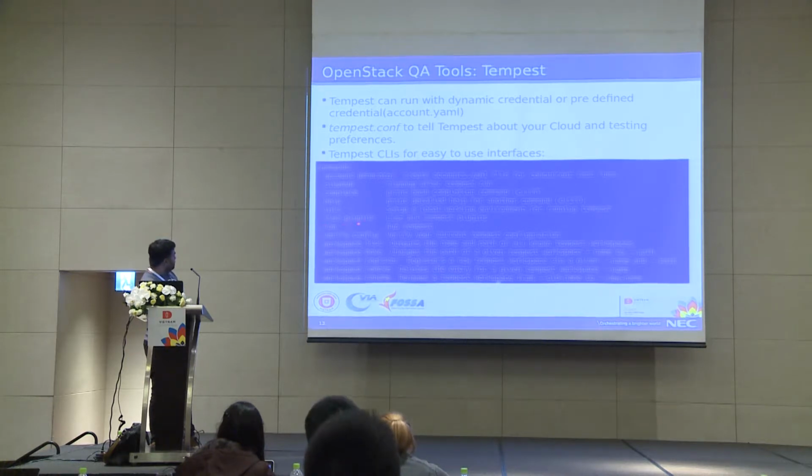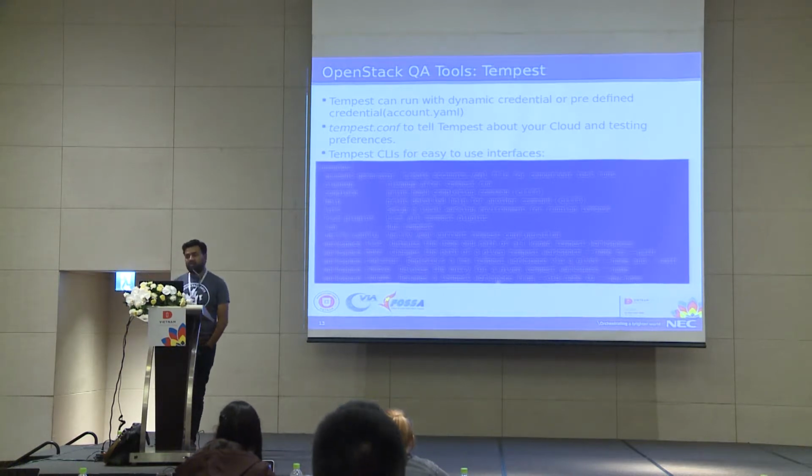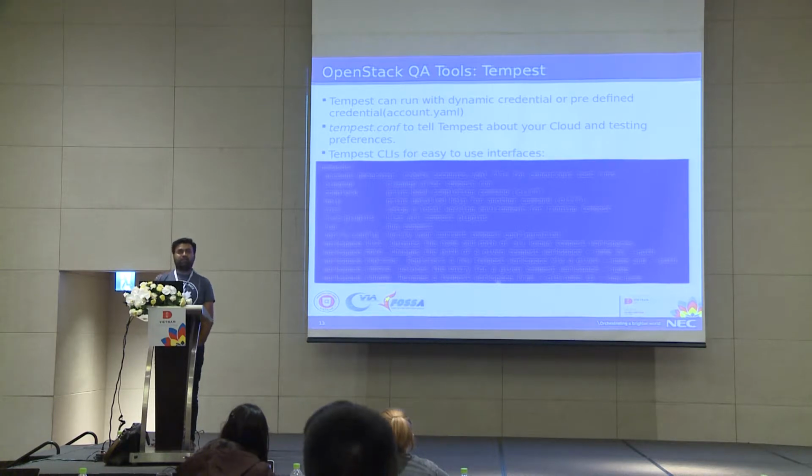You can list the plugins using plugins. You can clean up the test resources, and the workspace things are there. So this will be more about how you can create multiple workspaces, and you can run multiple Tempest runs with different configurations on a single production cloud. So that is on the Tempest side.